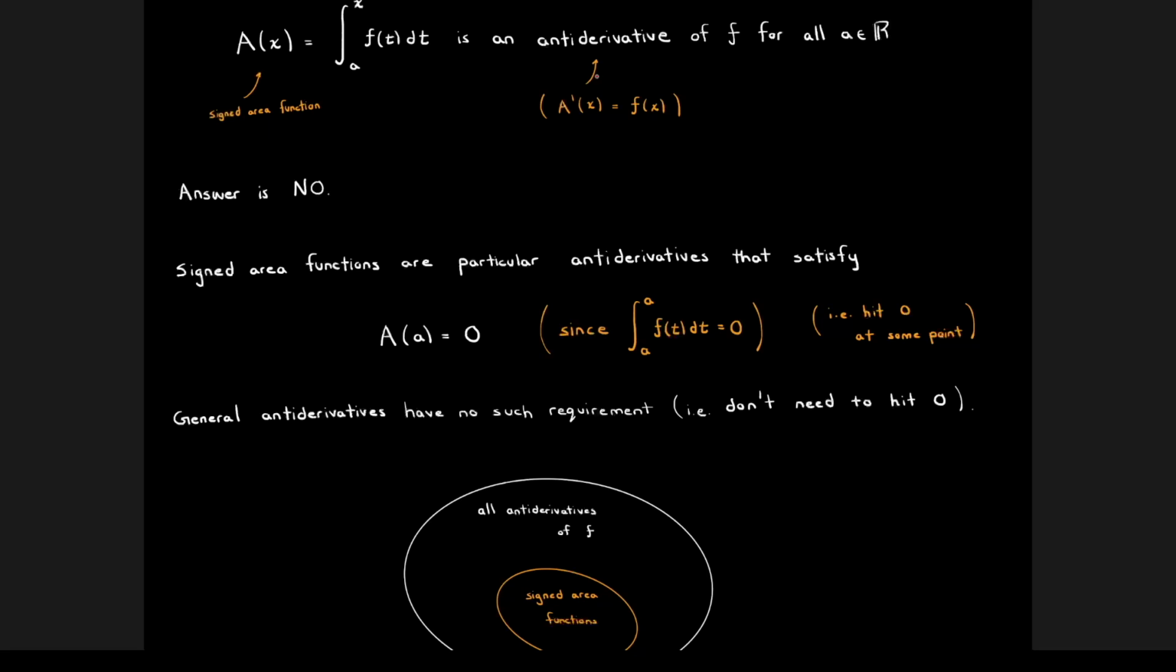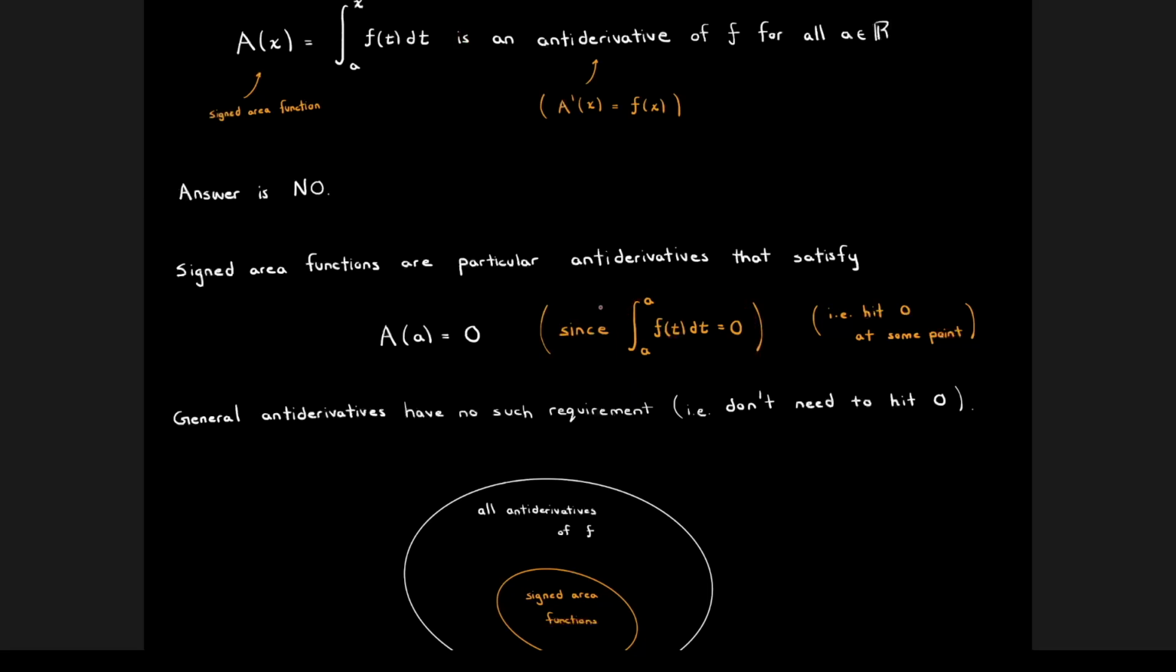So although there's no doubt that signed area functions are antiderivatives of the original function f, they are very particular and special antiderivatives that satisfy a geometric condition, which is that the signed area function evaluated at its lower limit, or lower bound, will always be 0. To see why that's the case, well, this is how the signed area function is defined. The variable is that upper limit. And so when you plug in that lower bound a, then you get the integral from a to a. And what's the signed area over this interval that has like 0 width? It's 0, right?